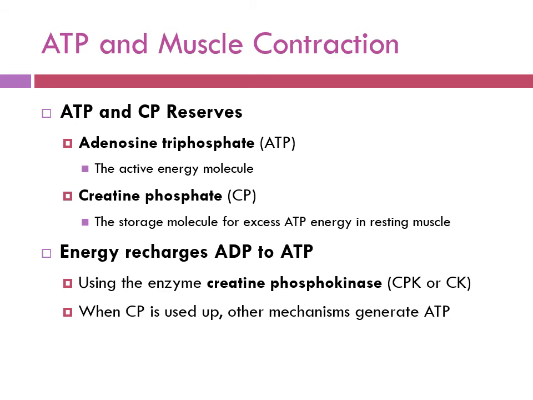ATP is adenosine triphosphate. We also have creatine phosphate, which is a molecule that can store additional ATP within a resting muscle. So when we're contracting our muscles, creatine phosphate can be broken down via the enzyme creatine phosphokinase. Anytime it says an ASE at the end, that is traditionally an enzyme. Enzymes, their whole job is to break down other things. And so the creatine phosphokinase breaks down the creatine phosphate and can release or generate additional ATP.